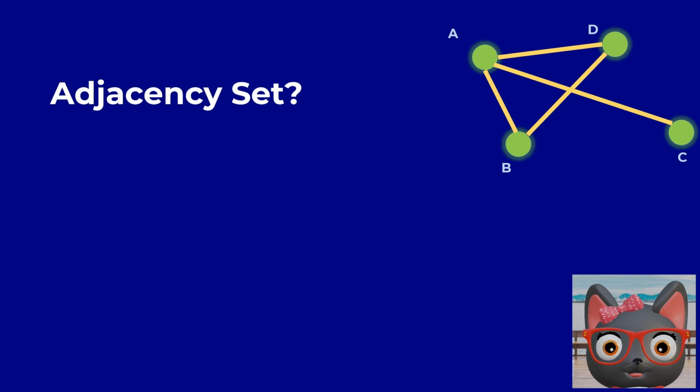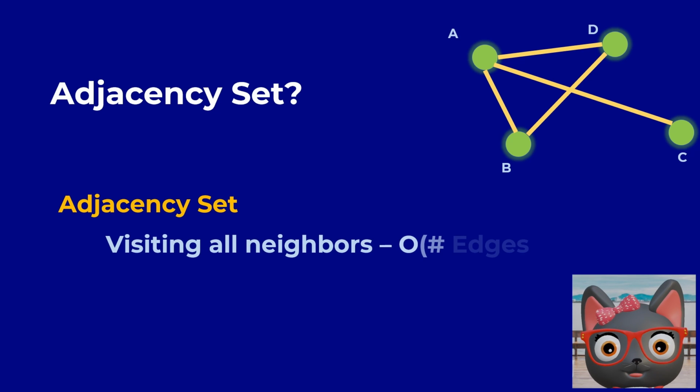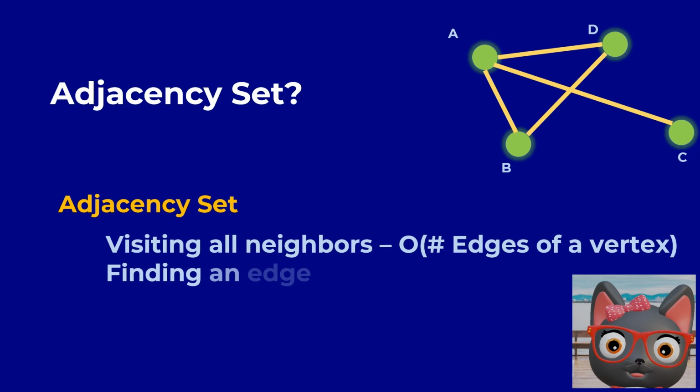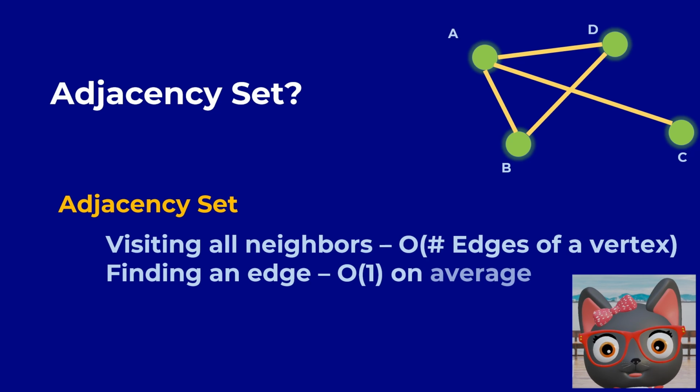Okay, so one last lingering question. Now knowing what we know about time complexity, you might think, why use an adjacency list and not an adjacency set? Visiting all neighbors would have the same time complexity, but finding if an edge exists would be much faster with O of 1 on average.